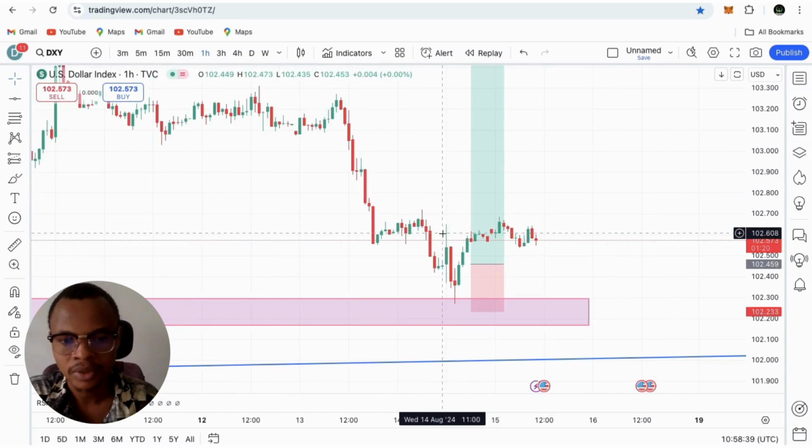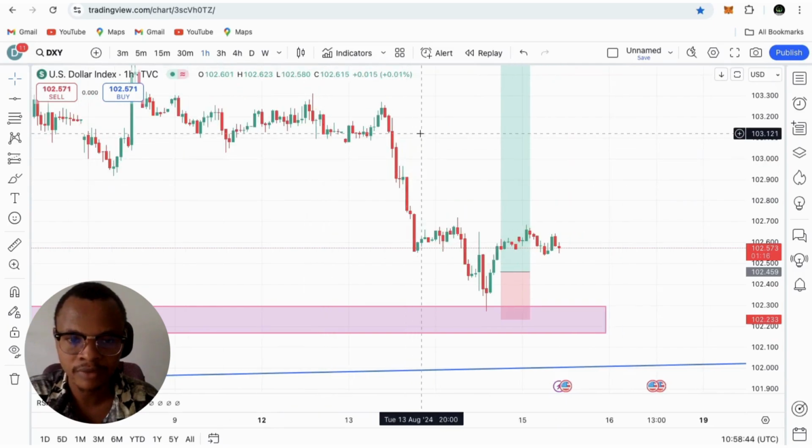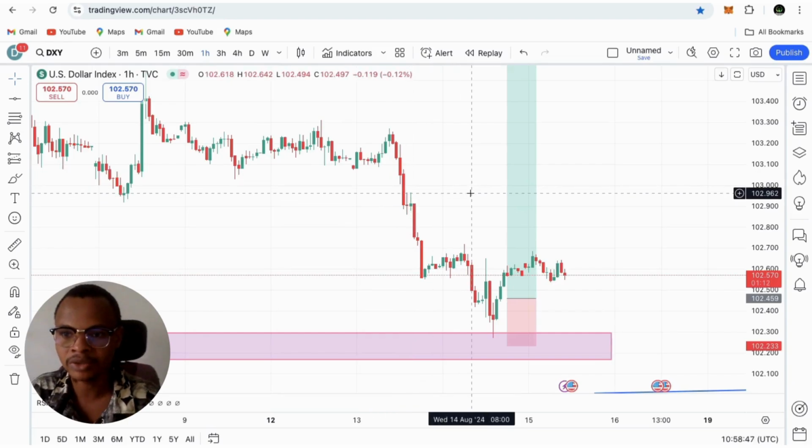Now, what do I do? I can't trade this DXY. Some brokers will give you the option to trade it, but the spread of the DXY is very high. If you want to check, just go and check on your MT5. Some call it US index, some call it DXY. Just check your US index and see that the spread is so high.